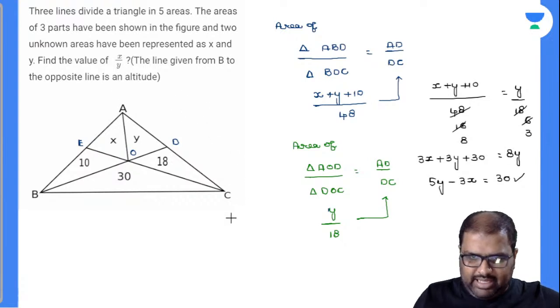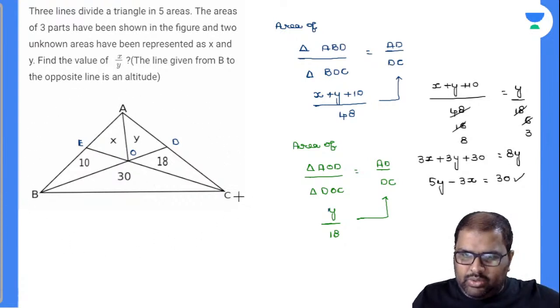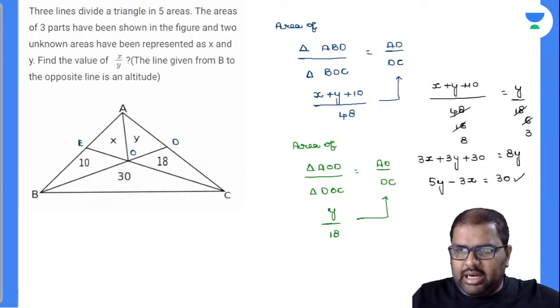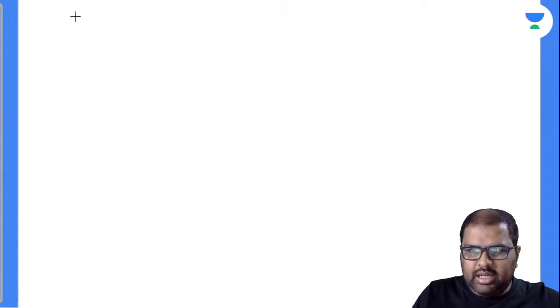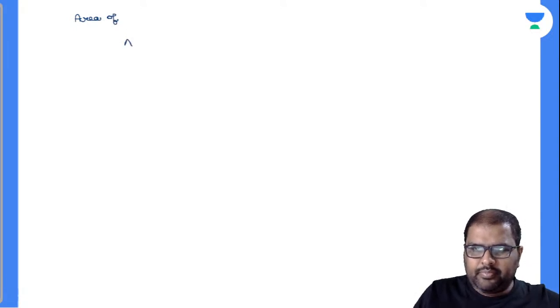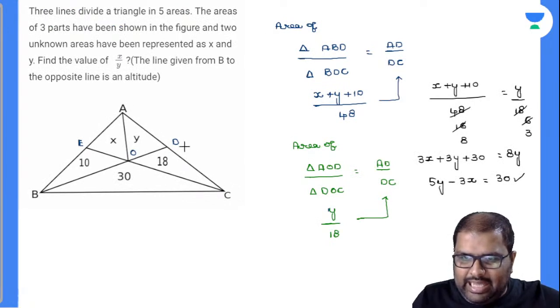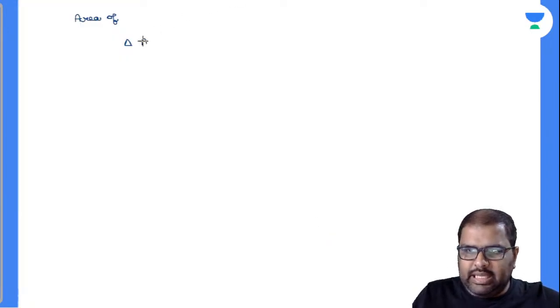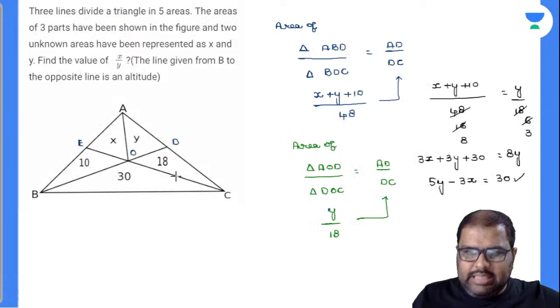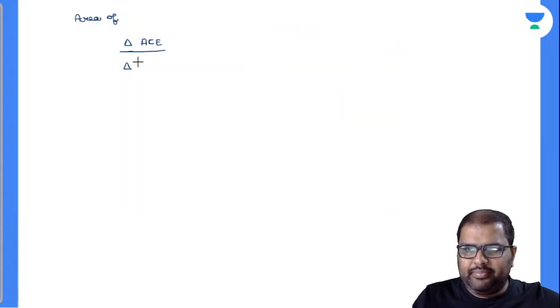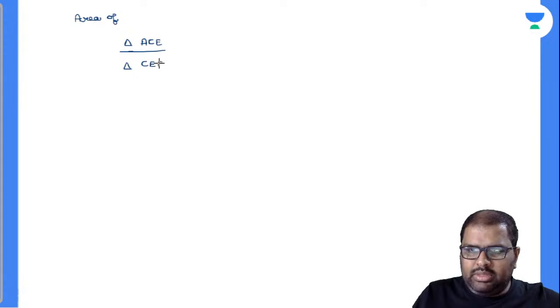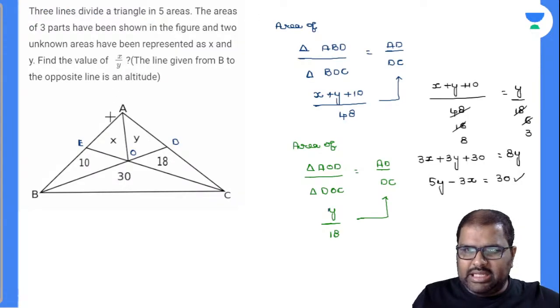Observe this triangle. Same case. So I will take CE. Previously I took BD, now I took CE. I'll write down here the area of triangle ACE divided by the area of triangle CEB is nothing but equal to the ratio of their areas, which will be in the ratio of their bases, AE by EB.